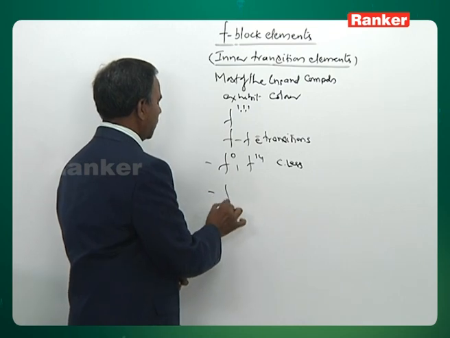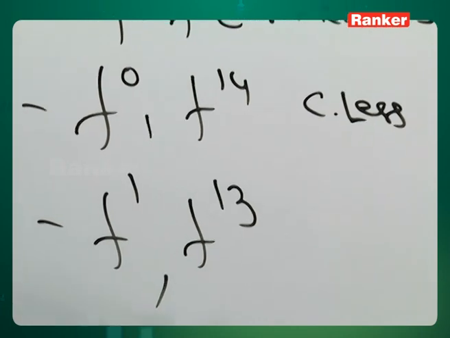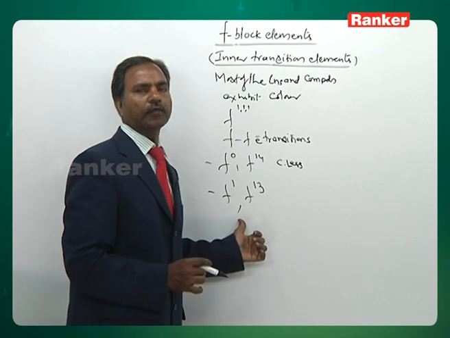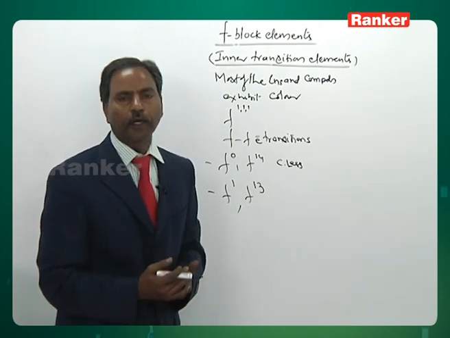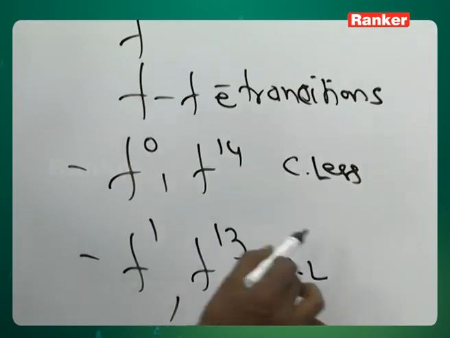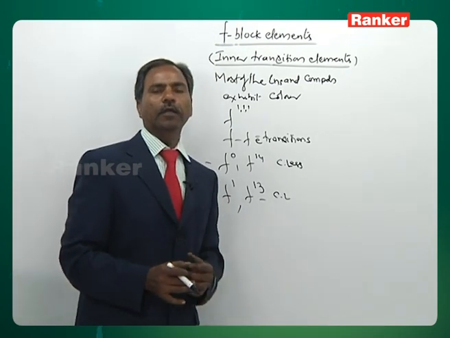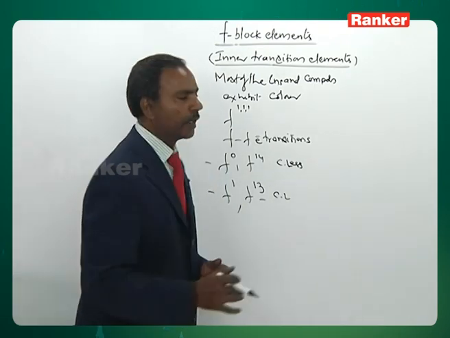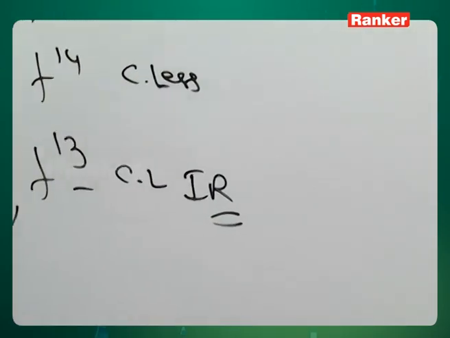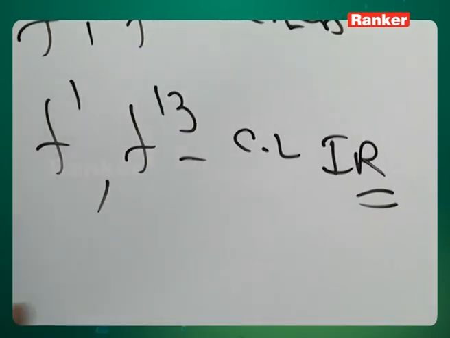Now, similarly, if you talk about the f1 configuration and f13 configuration, they are still carrying unpaired electrons, but they are not exhibiting color. They are also found to be colorless. Even though they are carrying unpaired electrons, f1 and f13 are not exhibiting color. It is due to infrared absorption. For f1 and f13, due to infrared absorption, these two electronic configurations of lanthanides are not exhibiting color.